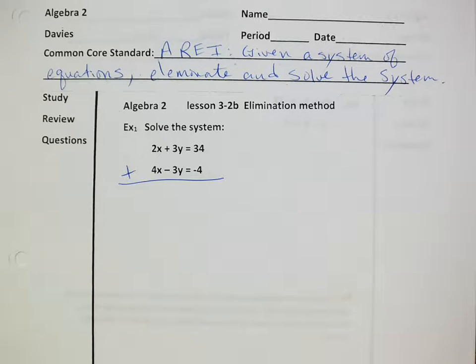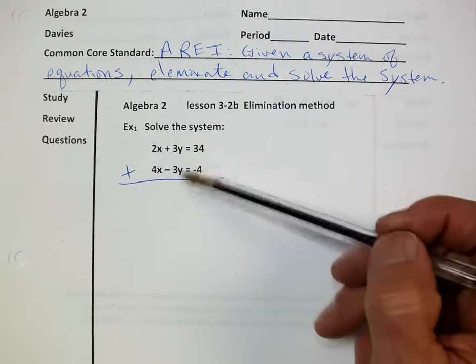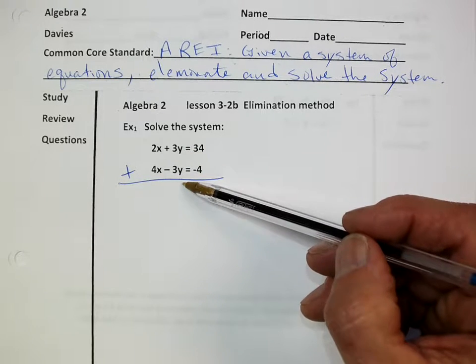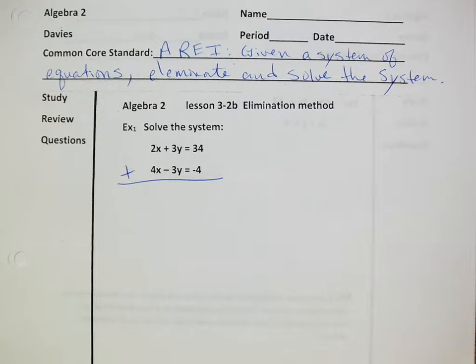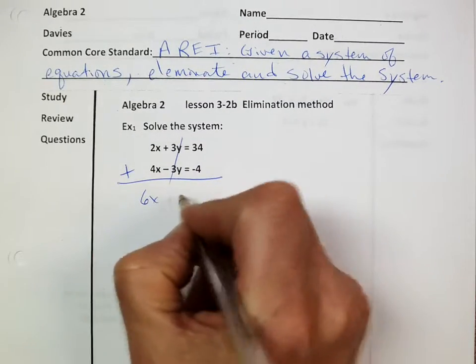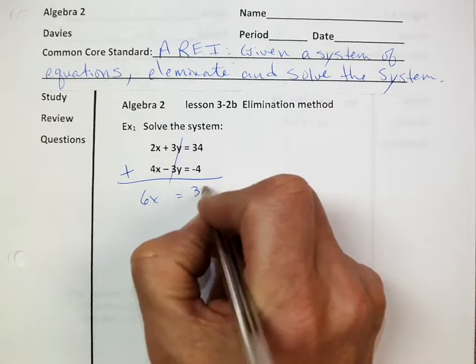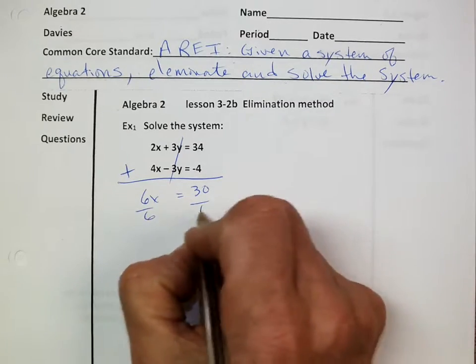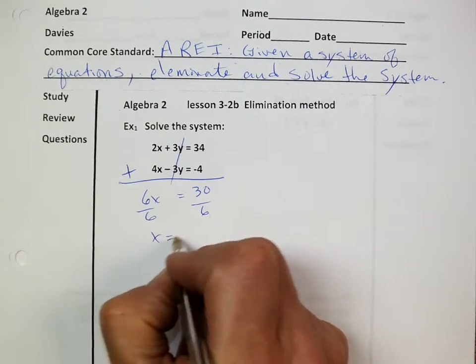Now this is a pretty choice problem because we didn't have to do anything to either the y's or the x's. It's perfect. 3y, negative 3y. They're not always like this, but I like these ones. These are pretty sweet. So they cancel, right? And I'm left with 6x equals 30, right? And now solve for x is really easy. So divide by 6, x is equal to 5, right?